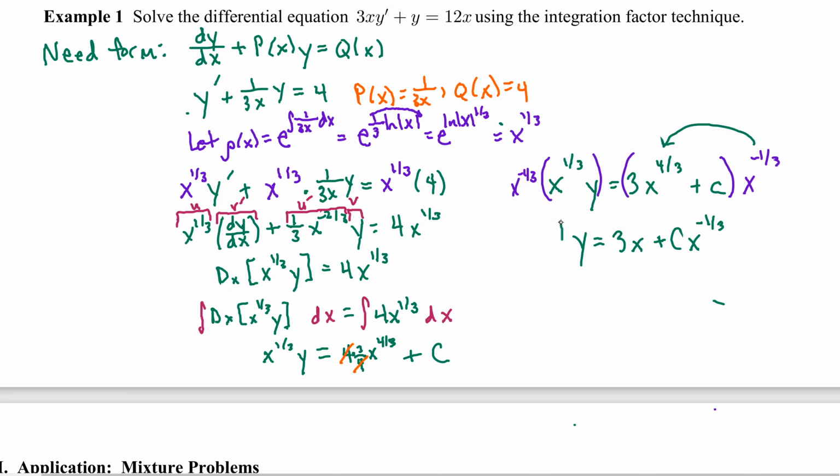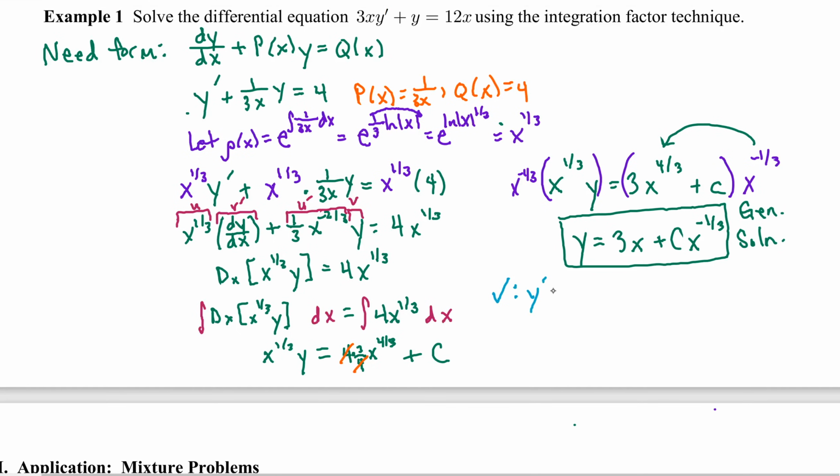So this is the general solution to the given differential equation. It is explicit, and it is general because of that arbitrary constant c. Now, did that really work? How can I tell if I really did obtain the correct solution? Well, remember, anytime you solve a differential equation, you can check by substitution.